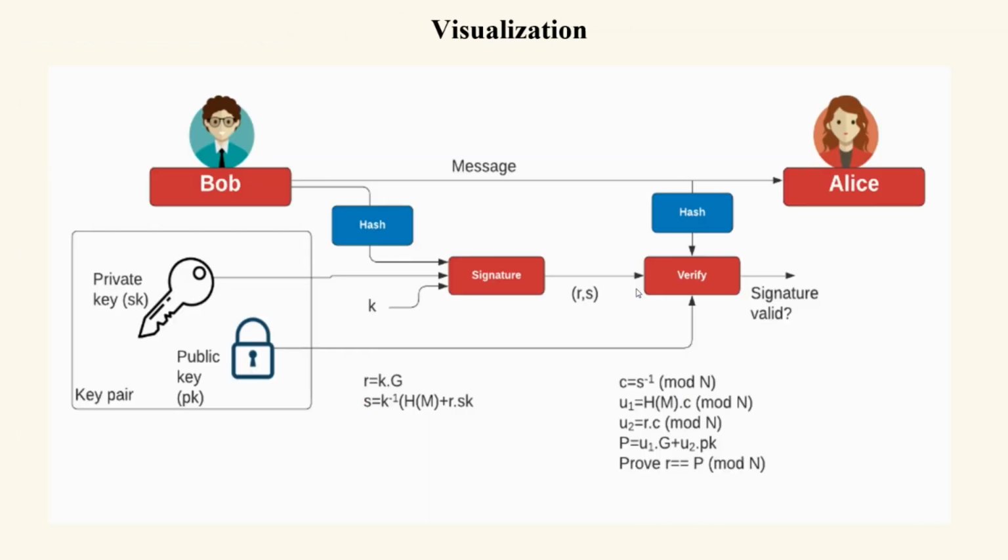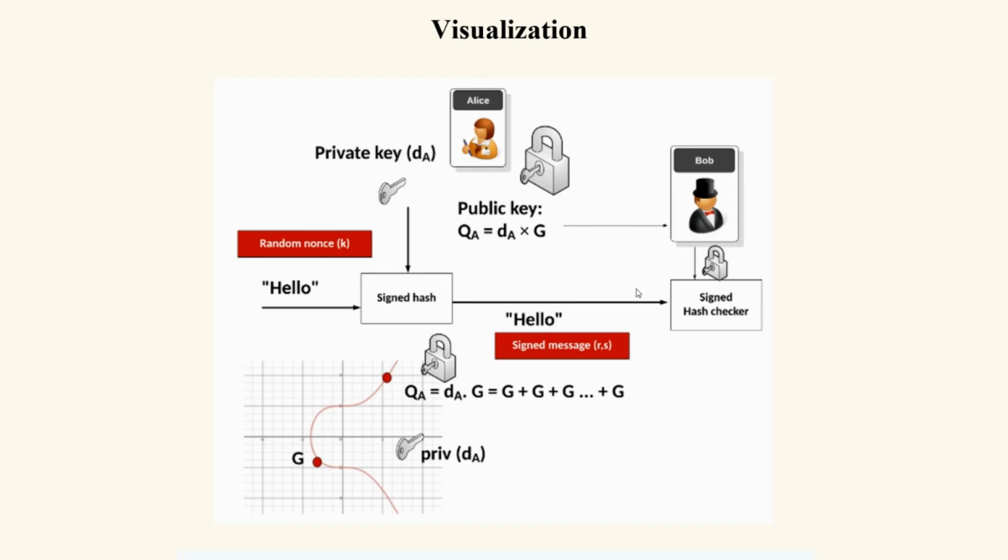Here, as we can see, Bob is sending a message to Alice, and we have used a hash function, a key pair which consists of private key sk and public key pk, and k, which is a random nonce, to generate a signature, which is then verified using this equation given on the screen, and then the message is sent to Alice. Here we can also see that G is a point on the elliptic curve, and QA, which is a public key, is dA.G, where dA is a private key, a constant integer.